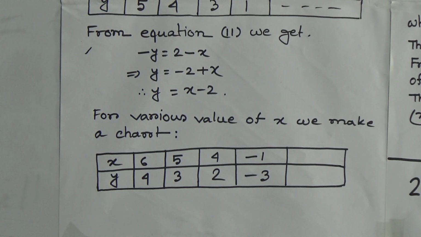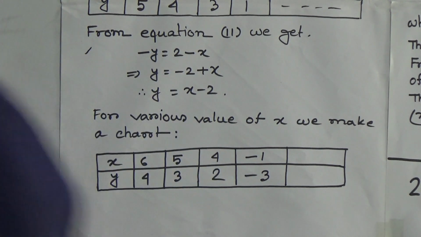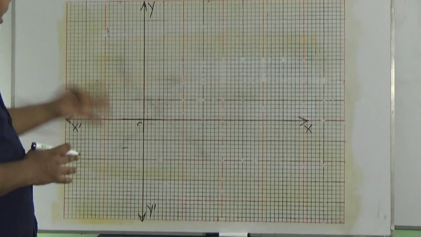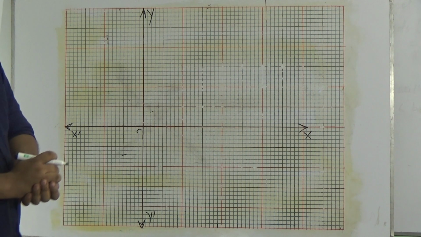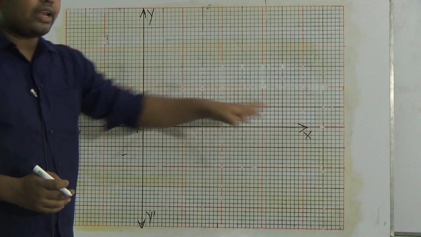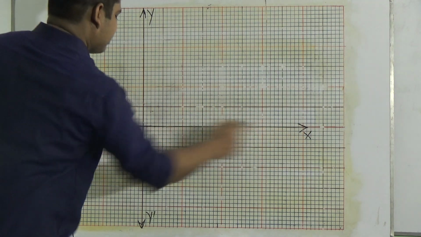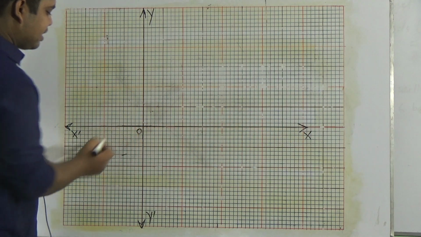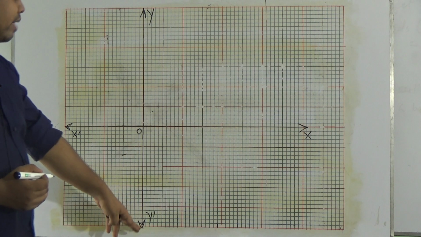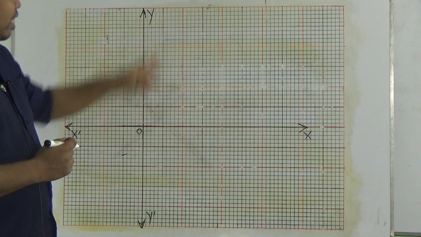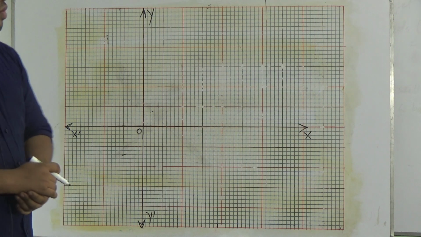Now my dear students, we shall draw the graph. Here you notice in the graph paper we have already drawn two straight lines. This is one straight line and this is another straight line. This is called XOX prime and this is called YOY prime. XOX prime is called x axis and YOY prime is called y axis.